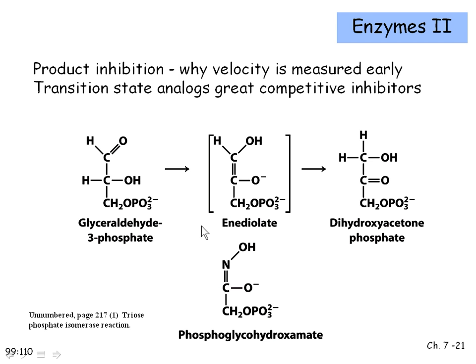And so if you start off with pure glyceraldehyde 3-phosphate and let the reaction run for a bit, you're going to accumulate dihydroxyacetone phosphate. And that can then bind on the enzyme and inhibit it. So the product can act as an inhibitor. That has a practical consequence. It means that when you're measuring these things, you have to measure the velocity early on before you've made much of that product, which can act as an inhibitor.